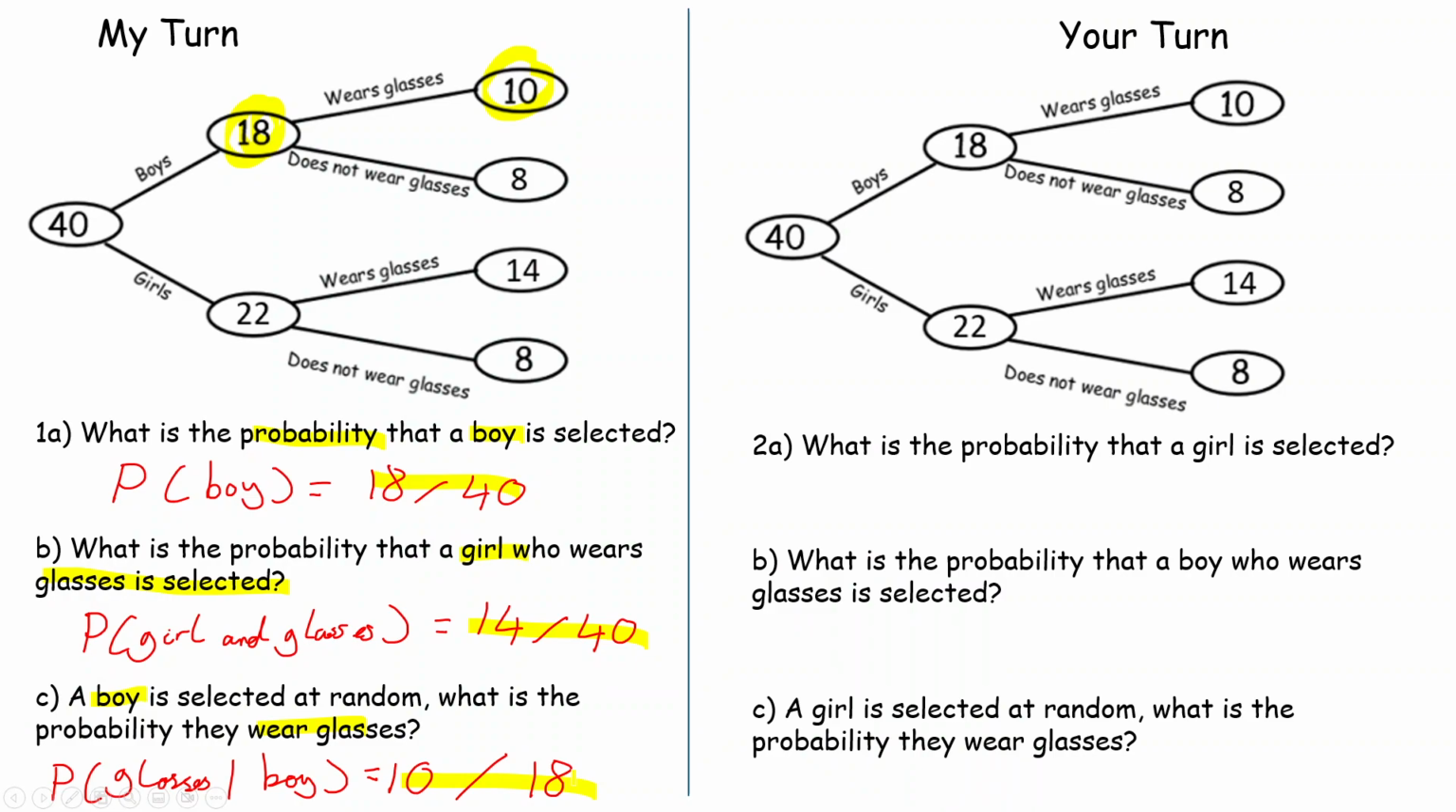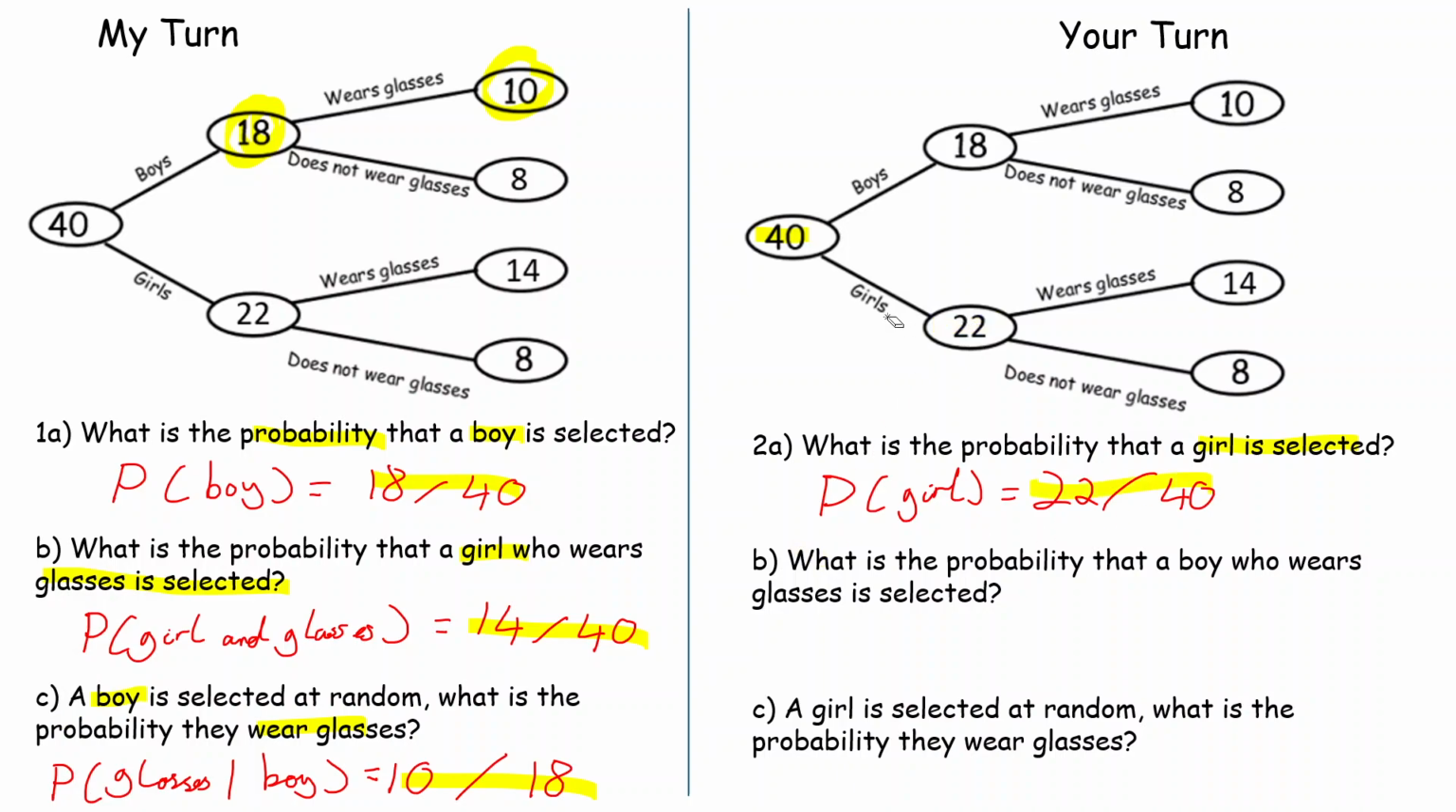Okay, you can now pause the video, give that one a go, and you can fast forward to the end to see the answers. Question 2A is asking, what's the probability that a girl is selected? So we're looking at this time, girls are 22 out of a total of 40. So we can just say that the probability, capital P, of getting a girl is going to be 22 out of a total of 40. And that is your answer for the first one.